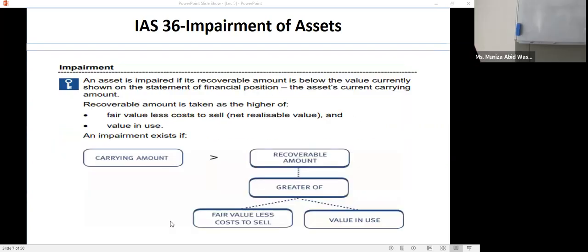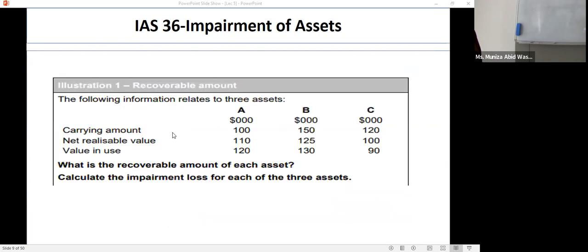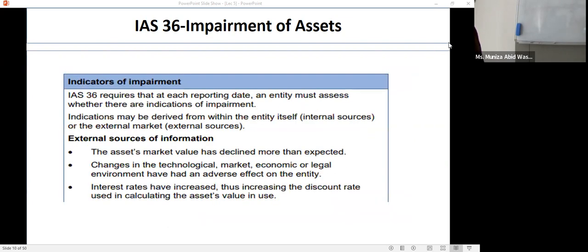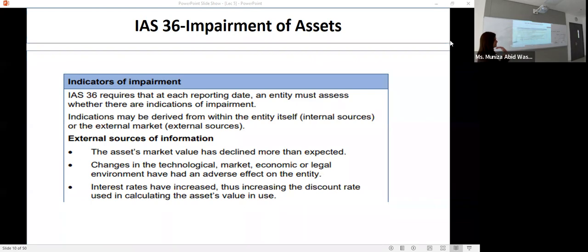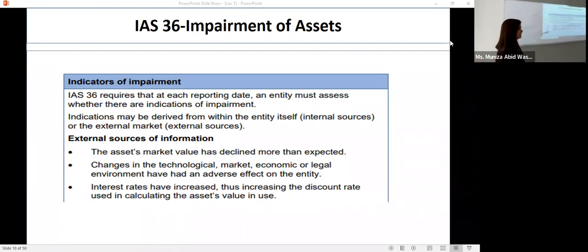Please stick to this rule. This is IAS 36. Now, students, we are moving on. What if the value in use and NRV are the same amounts? Then you can take any. You can take any.